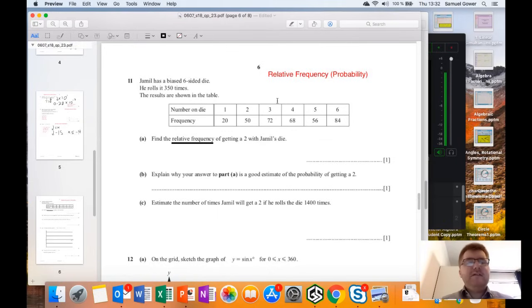And you want to find the relative frequency of getting a 2 with Jamil's dice or die. So the way we do that, we take the number that we're given, so you've got 50 of the 2s, and we divide it by the total number of times he rolled the dice, which is in the question, 350 times, and then you can simplify that, so 50 divided by 350. I don't know if you have to simplify for the mark scheme, but you should get 1/7.